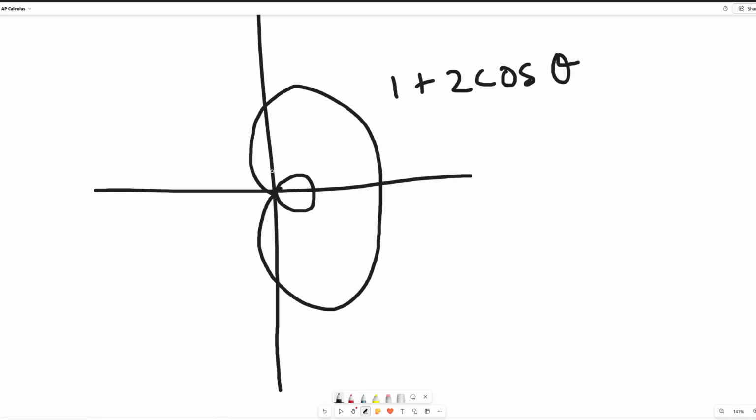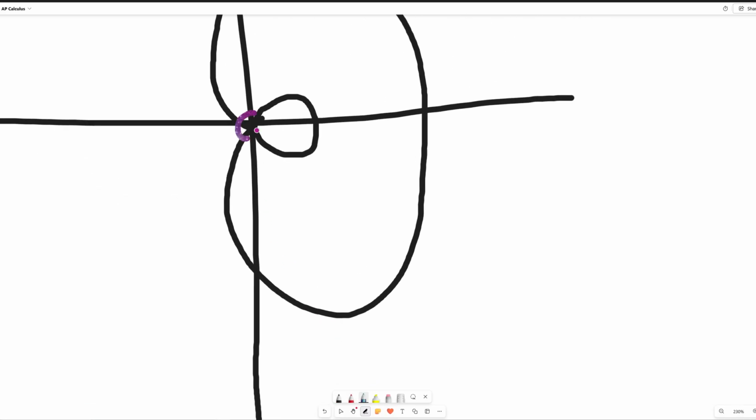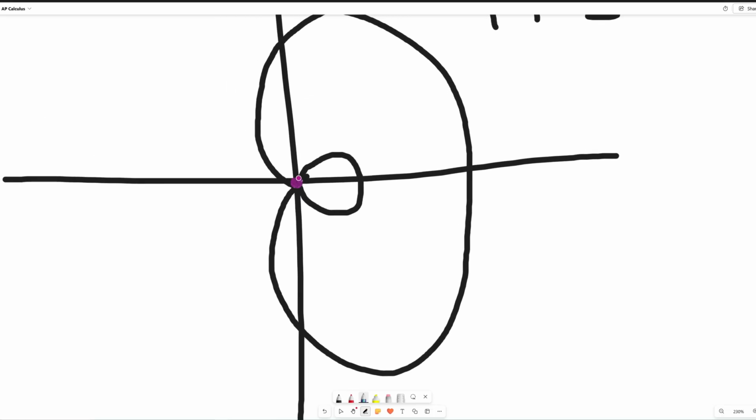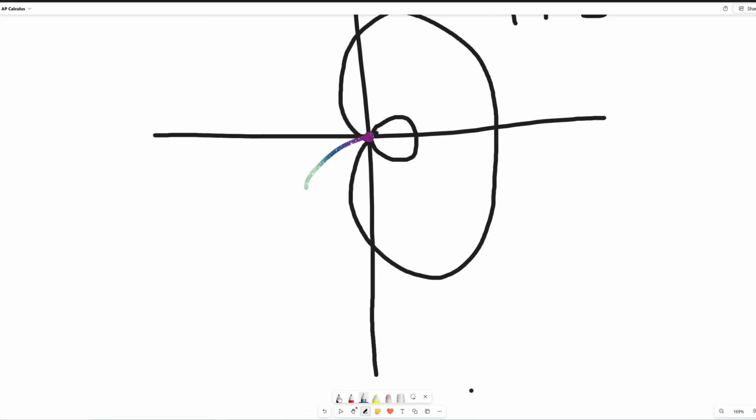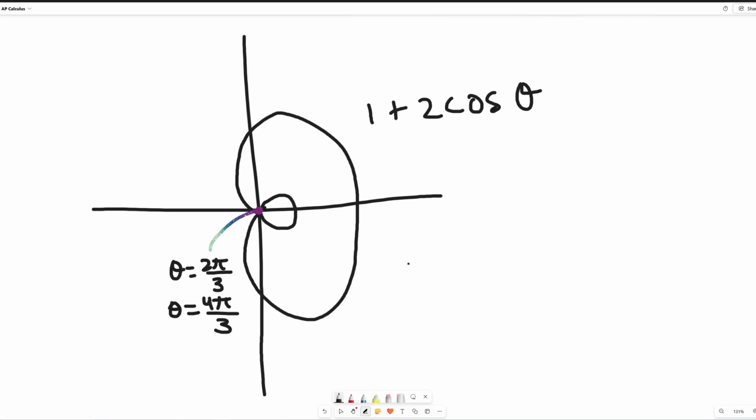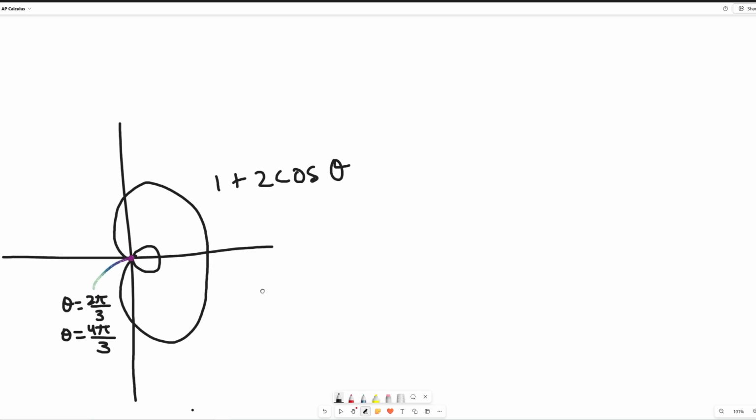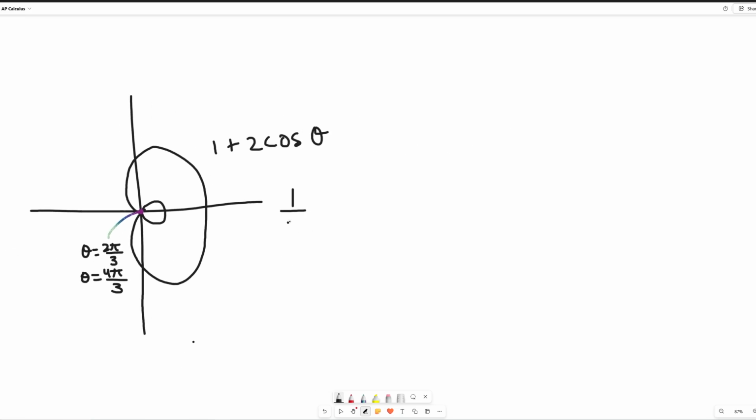Well, first, you have to find this right here. Where does it intersect? Well, you can use a calculator for that, but it intersects at theta equals 2 pi over 3 and theta equals 4 pi over 3. So if you want to find the area of this whole shape, first, you're going to want to take just the area of the whole shape of r squared, so 1 plus 2 cosine theta squared d theta.